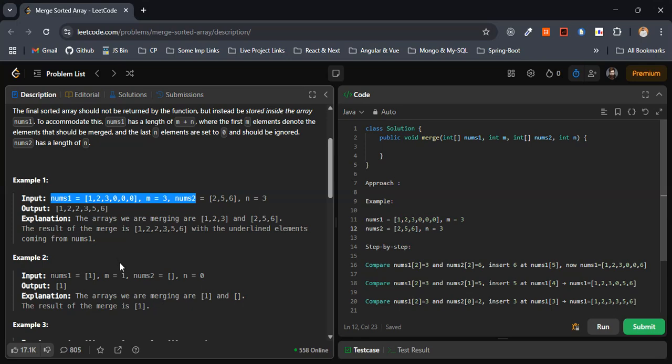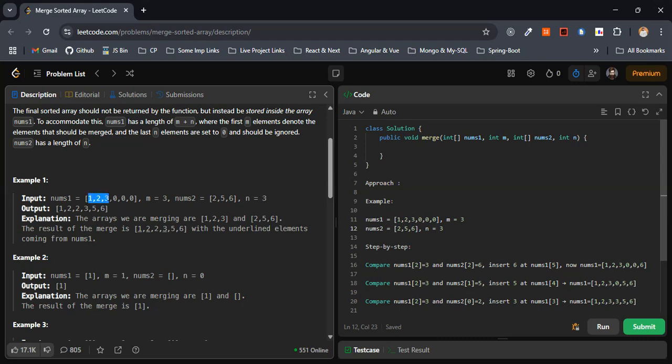Again, I'm telling you we shouldn't use an extra array. Instead, we have to do this in place, which means we have to modify nums1 directly, right? Here again we have to merge nums2 into nums1, keeping the final array sorted in non-decreasing order. This is also one of the important points that we need to keep in mind. I hope the question is completely clear, right?